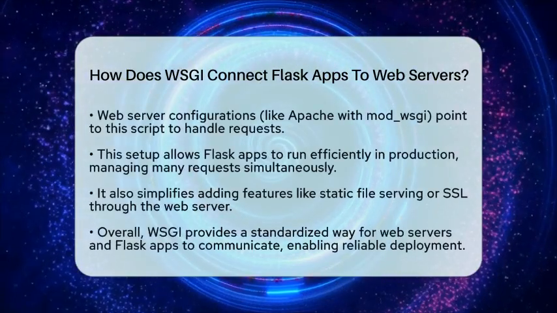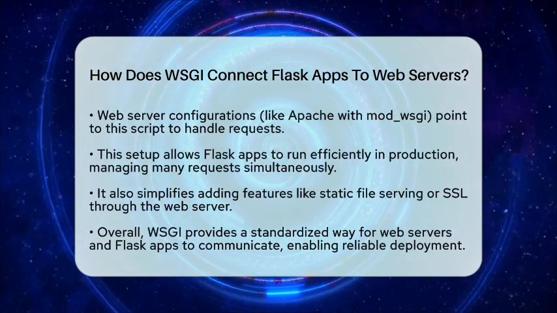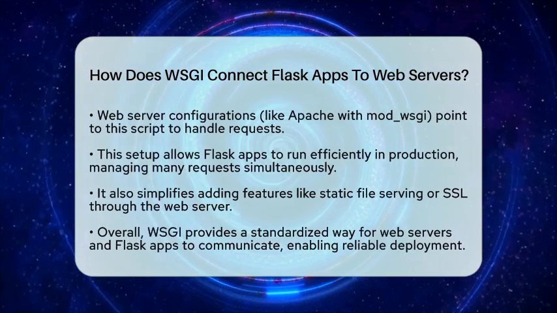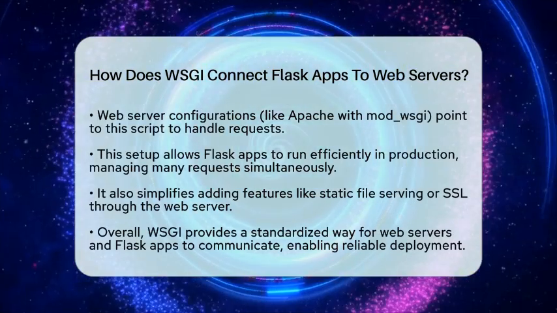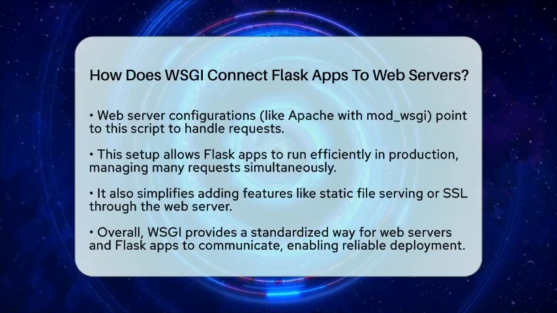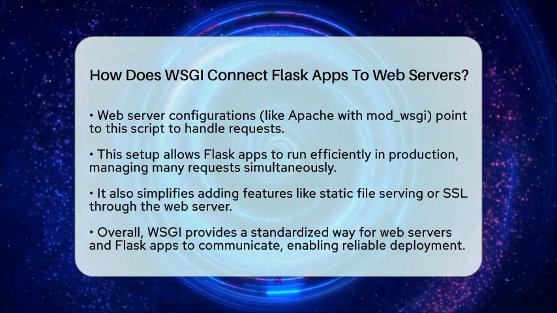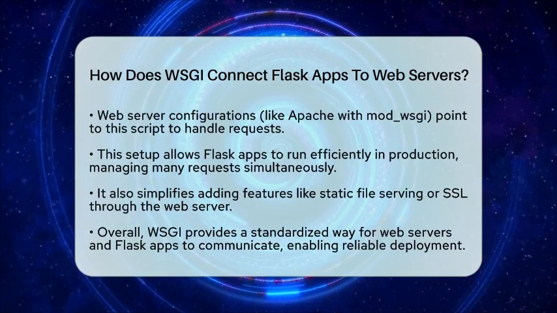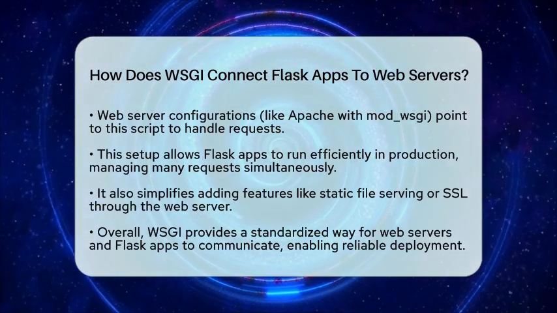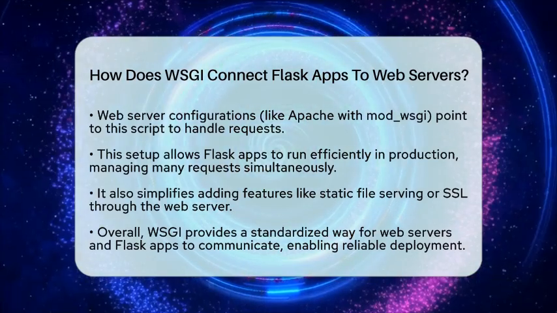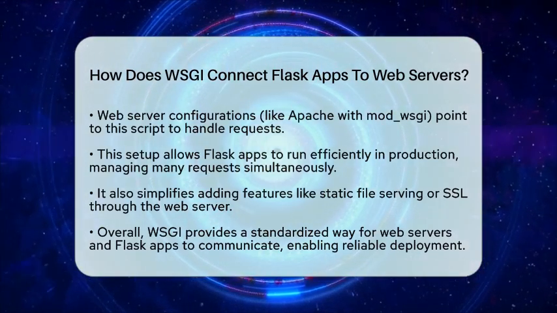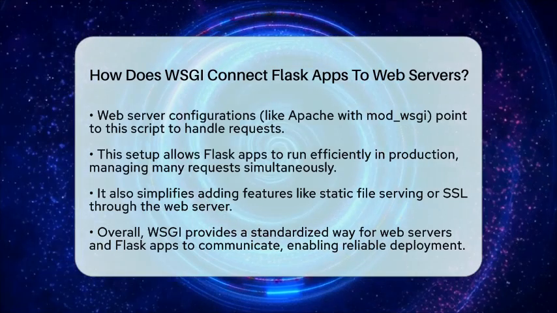It allows your Flask application to run in a production environment, handling many requests at once. It also makes it easy to add features like static file serving or SSL management through the web server. In short, WSGI connects Flask apps to web servers by providing a clear, standard way for requests to flow from the server to your Python code and back. This connection makes it simple to deploy Flask applications that are fast, reliable, and ready to handle real-world web traffic.